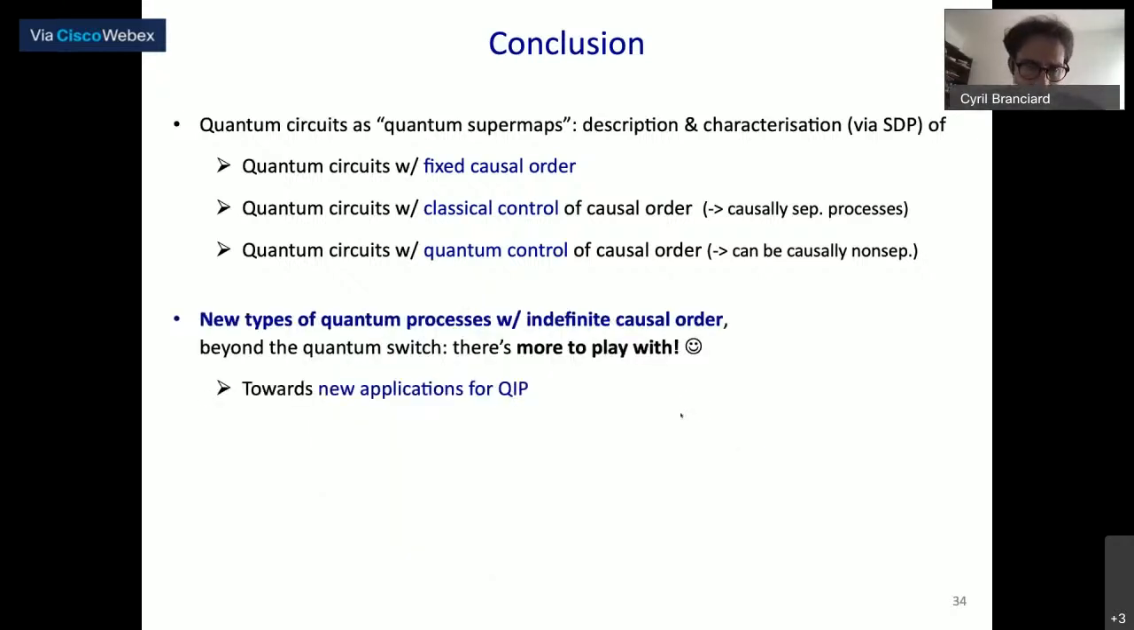The main message here is that we have some new types of quantum processes with indefinite causal order that we can play with. So far, most of the studies were focused on the quantum switch or straightforward generalizations of the quantum switch, and here we really have more to play with, this dynamical order in particular. So we can look for new applications.